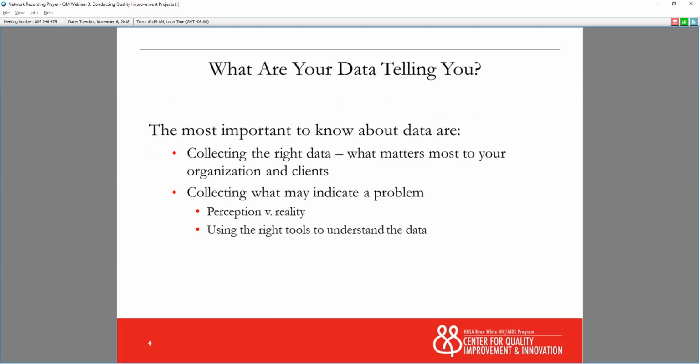Also, one of the beauties of collecting data and choosing the right measure is that there are always perceptions. Perceptions may be valid sometimes, but data will really tell you what the reality is, okay? And then you also need to understand what tools you can apply to your data and to choose an improvement project that will help you in moving forward and having that continuous cycle of improvement.